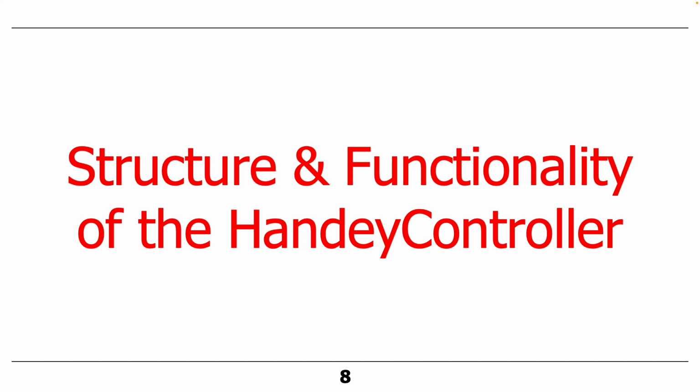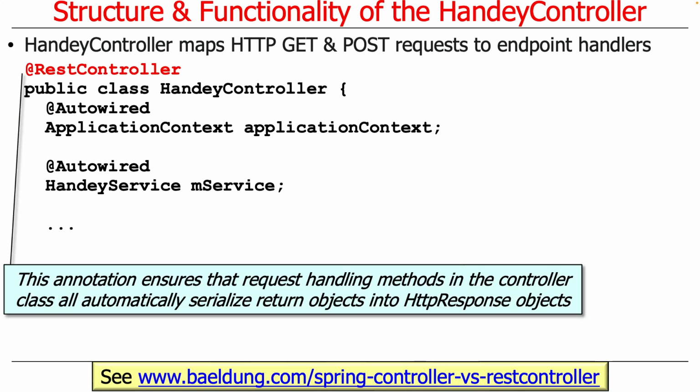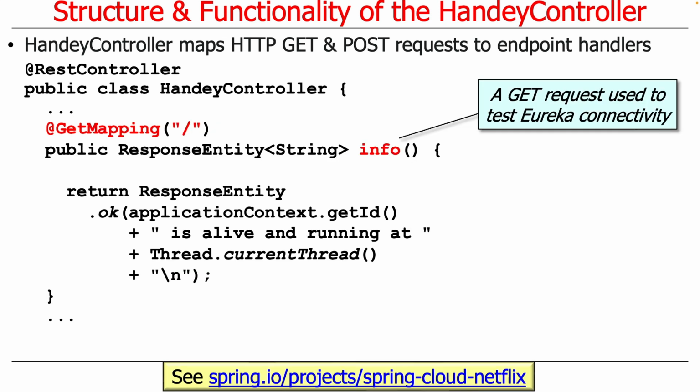Let's now talk about the Handey Controller. The Handey Controller is going to map HTTP GET and POST requests to endpoint handlers, like any good controller does. It's a REST controller. And it auto-wires two things. Of course, it auto-wires the service. We always do that. And we also auto-wire something called an application context, which can be used for various means we'll talk about on the next slide.